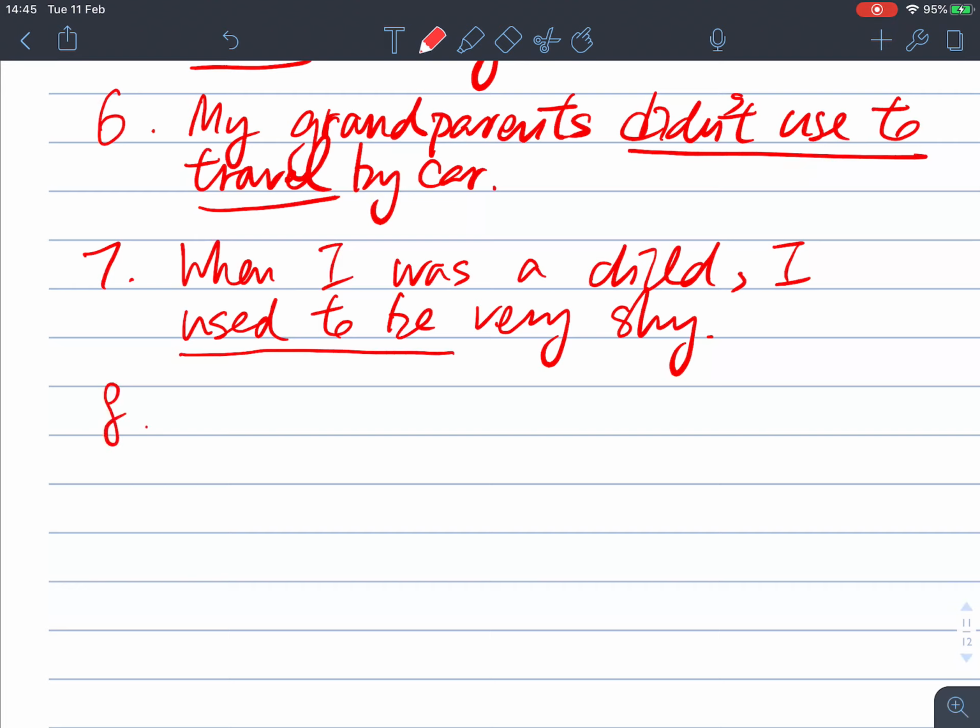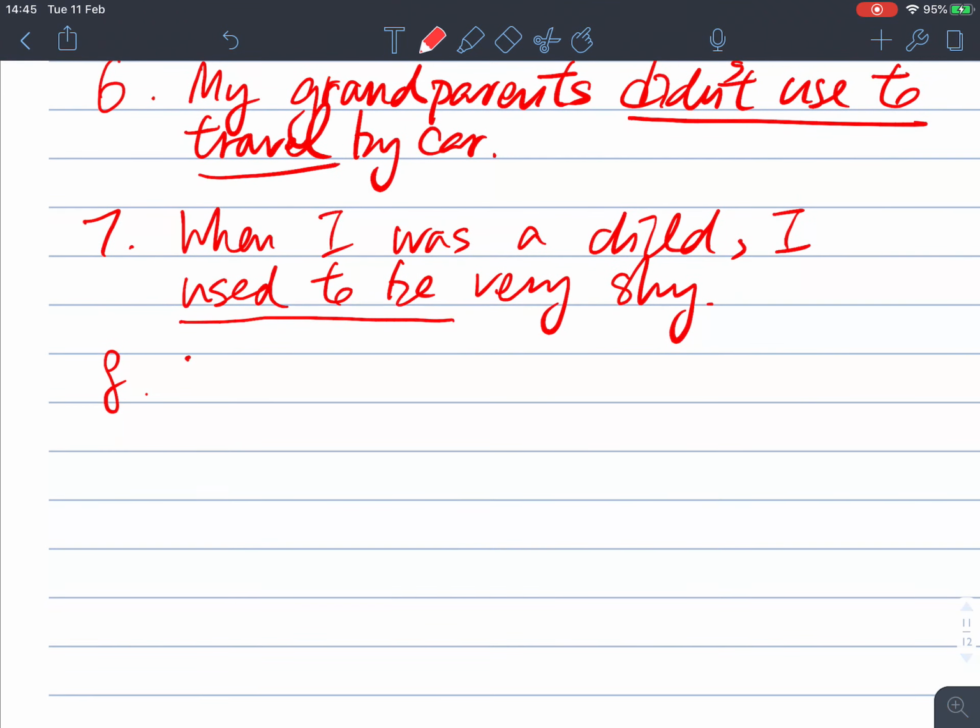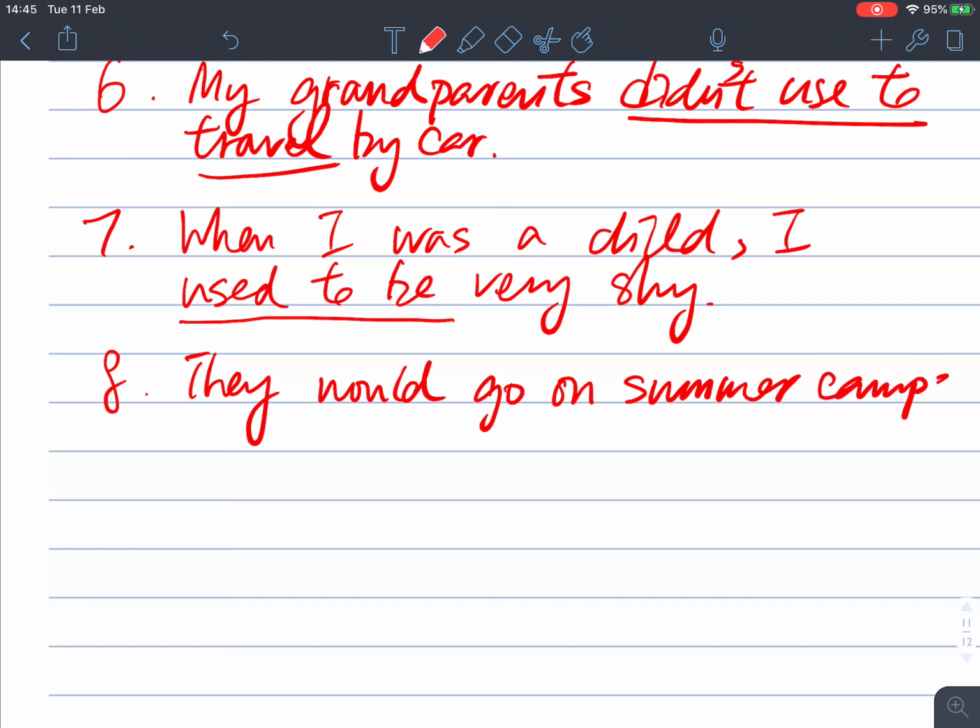Okay, the last one, they would go on summer camps. So go on summer camps. This one is an action, right? So according to the instructions, we can use would here. They would go on summer camps at primary school. Okay, but of course normally we can also use used to go, right? But here according to the instructions we can only use would for actions.